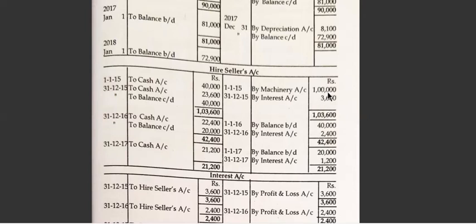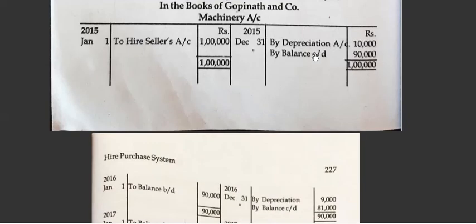Now see the interest you have calculated in the working note for the first year, it is 3,600. Next, installment amount to cash, it is 23,600. That is the 20,000 installment plus interest of 3,600, so the total installment amount is 23,600. After that charge depreciation. Go to the machinery account: by depreciation account, on the asset remaining, 1 lakh into the rate of depreciation 10%. So 1 lakh into 10%, and the balance is 90,000. Now you close the account and you will get the balance 90,000.